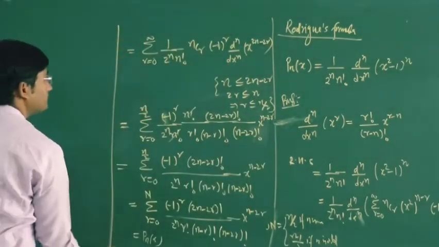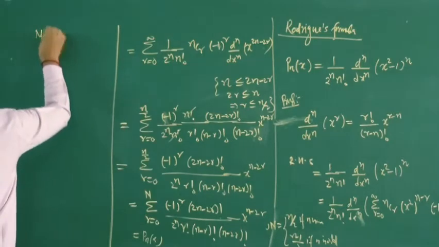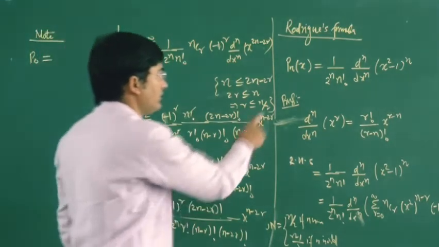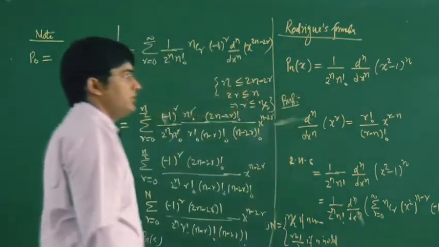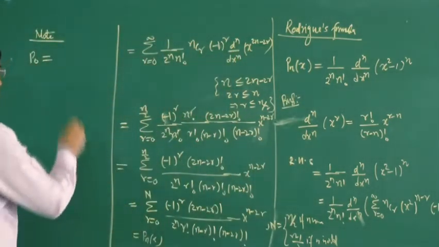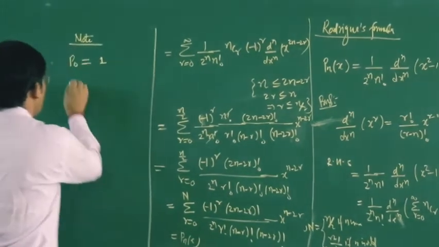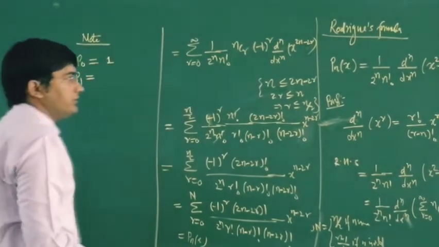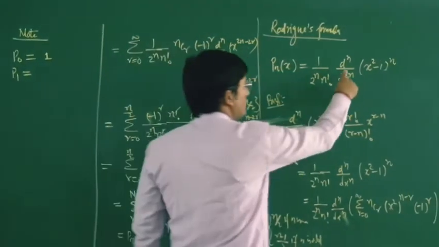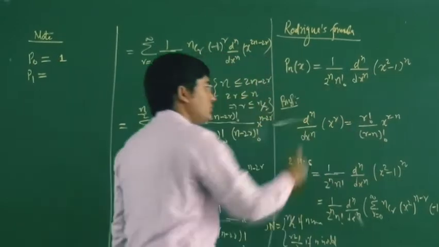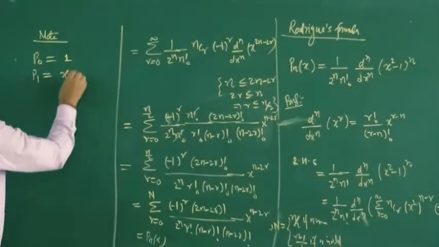So if you put n equal to 0 in each term, then your P0 will be 1. And your P1, put n equal to 1. Then this will be your one time differentiation of x square minus 1, which is your 2x, and here we have 2, so this is your x.